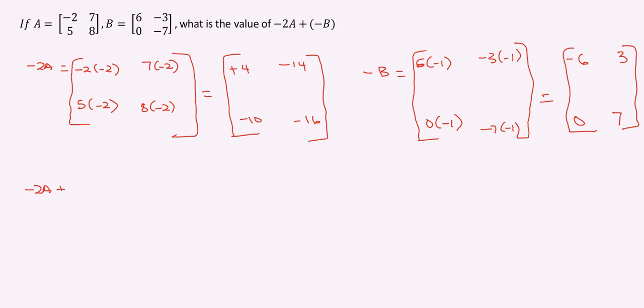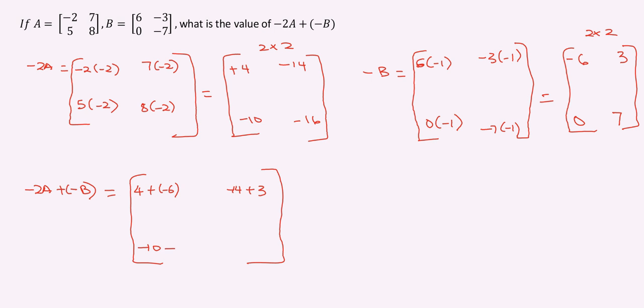So now negative 2A plus negative B is going to give us, first of all, we're going to look at the final size of each of these matrices from our previous negative multiplication. So this is a 2 by 2. This is also a 2 by 2. So we can actually add them together. So this is 4 plus negative 6, negative 14 plus 3, negative 10 plus 0, negative 16 plus 7.